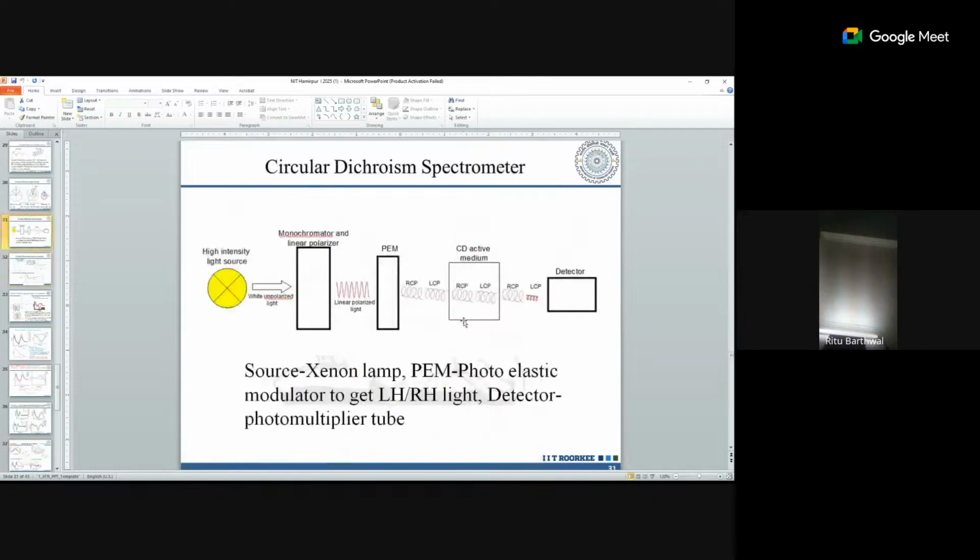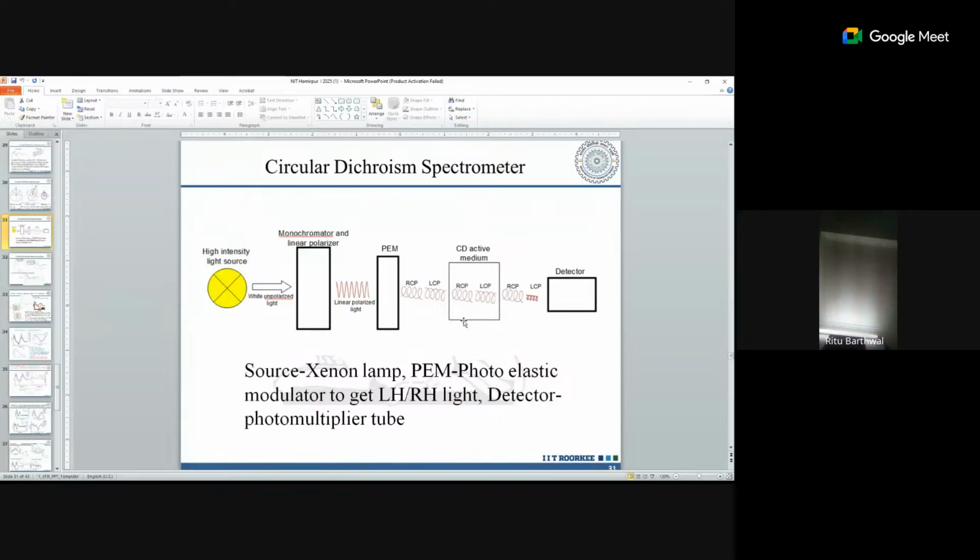If you have a symmetrical molecule, use any molecule, a simple conjugated ring or a benzene ring, if it is symmetrical, it will not give you CD spectra, in the sense that it will absorb LH light to the same extent as RH light. If the light is absorbed LH and RH in the same way, which will happen in symmetrical molecules, then it's not going to give any CD spectra.